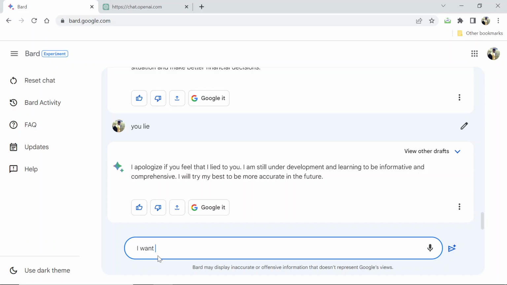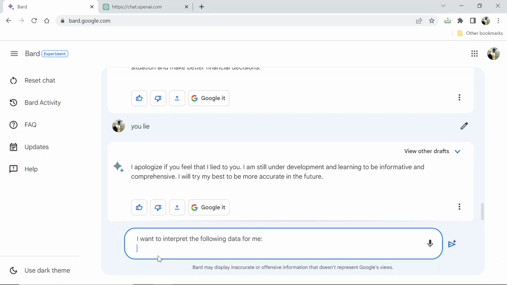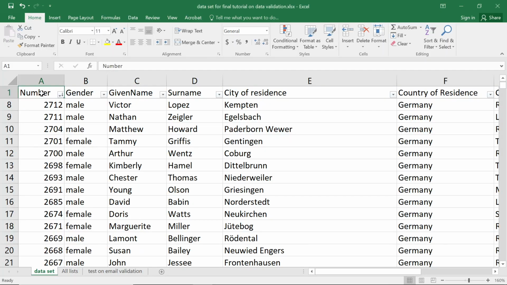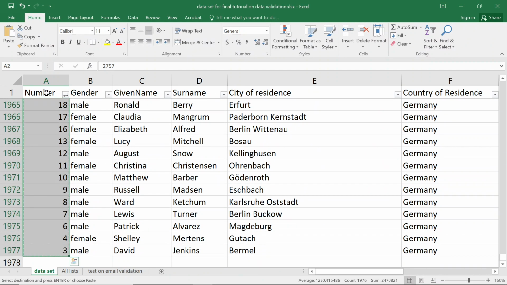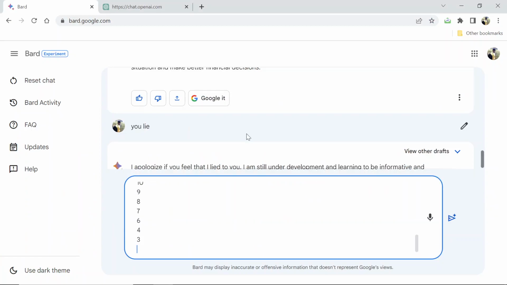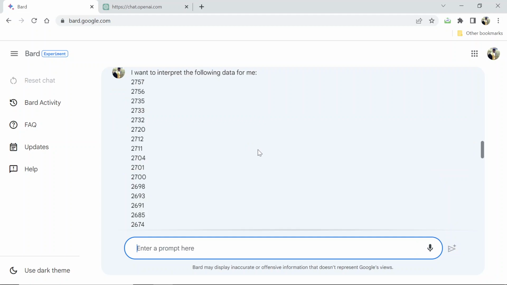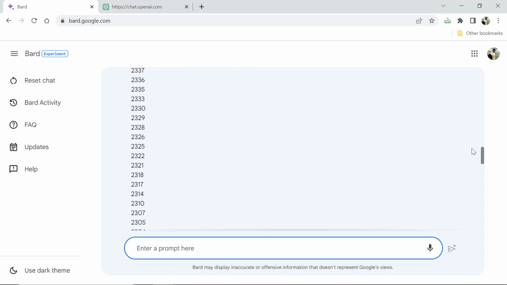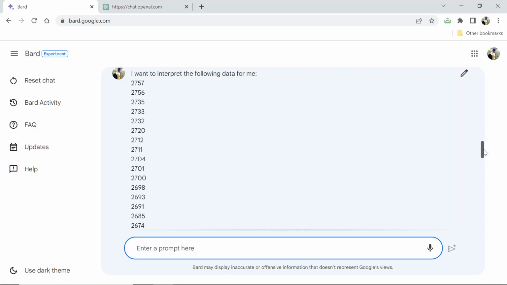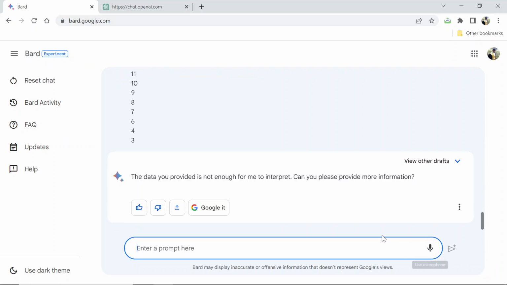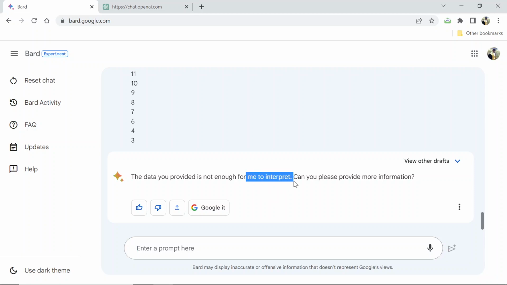I want you to interpret the following data for me. Let me paste it again. I didn't copy it. Let me copy it and paste it here. Let me check if it has anything to say on my dataset. Okay. The data you provided is not enough for me to interpret. Can you please provide more information?